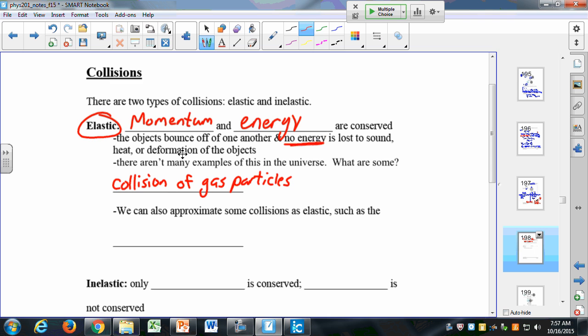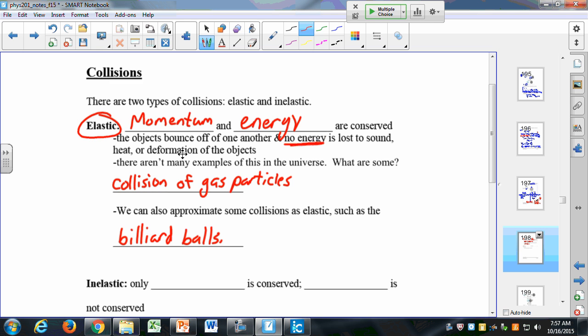But we can also approximate some collisions as elastic, and we often do this. For example, like billiard balls, when they collide, because they're really hard and they don't deform very much, they basically lose no energy. You lose a little bit of energy to friction or sound that's produced, but for the most part, we consider those to be elastic collisions too. But a true elastic collision, no energy is lost.